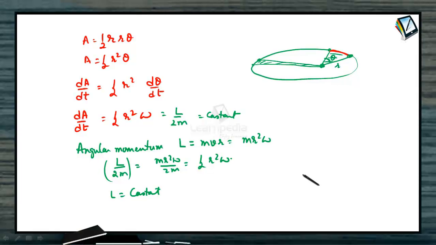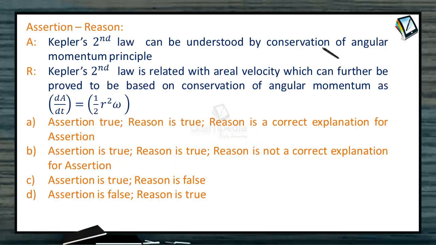So what did you understand? Kepler's second law can be understood by conservation of angular momentum principle. Assertion is true. Kepler's second law is related with areal velocity, which can further be proved to be based on the conservation of angular momentum. dA by dt is half of r square omega. Reason is true. And reason is the correct explanation for the assertion. So we have to take it as option A. So the answer will be option A.